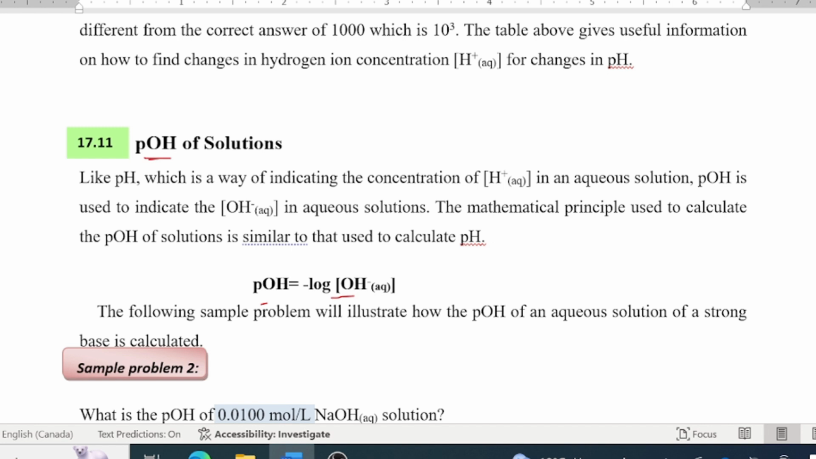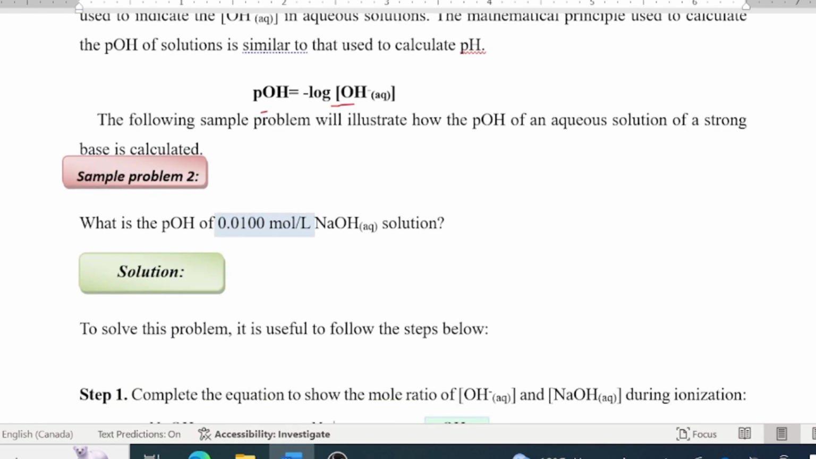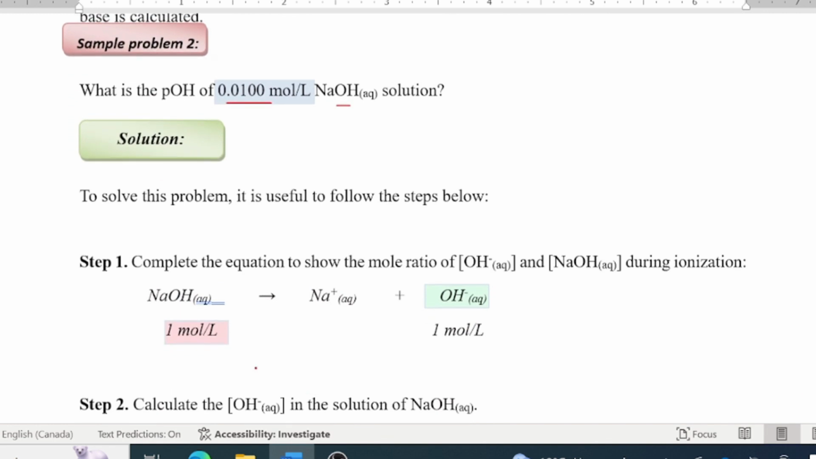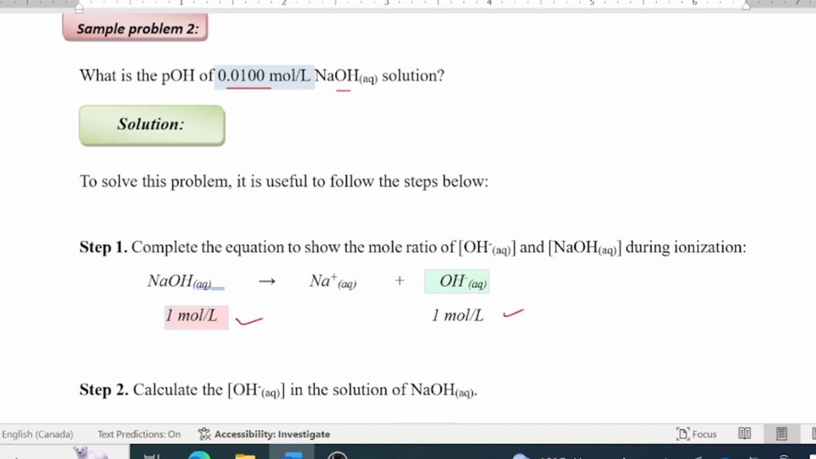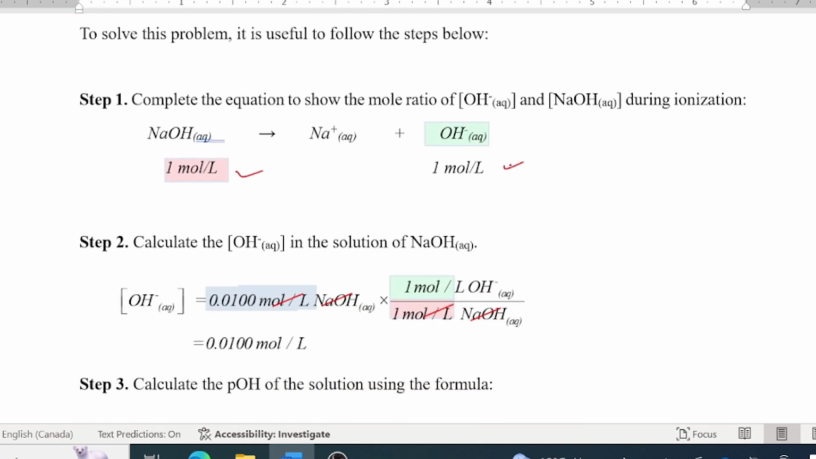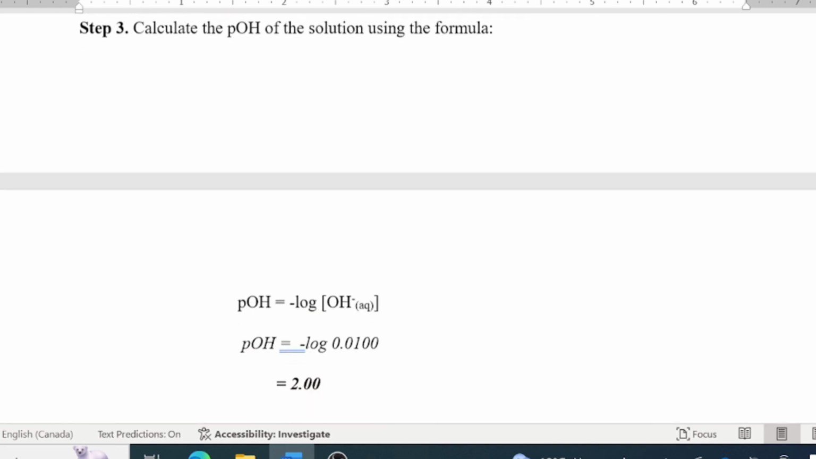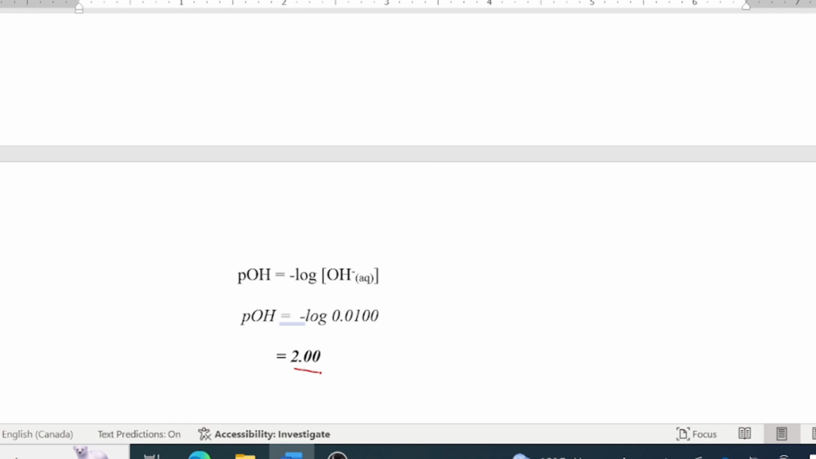Again, they ask you to find the pOH of some things. How do you find the pOH of this solution here? Again, you do ionization to see the mole ratio of the OH to the parent molecule that's produced. So here 1 mole of sodium hydroxide produces 1 mole of OH ions. Now you want to find the number of moles of this per liter. Take the parent compound there and multiply by the mole ratio here, and you get that concentration of OH there. Do a negative log of that, and you get the pOH to be equal to this, right?